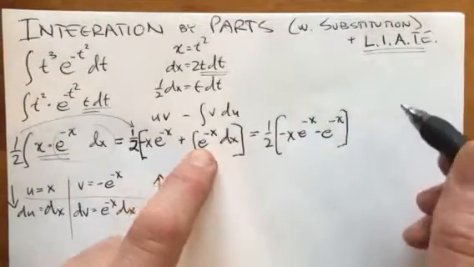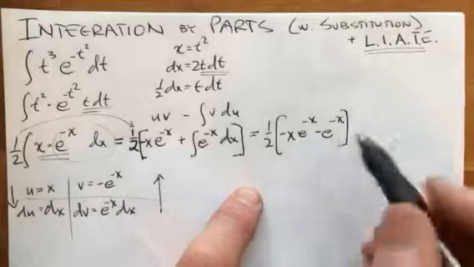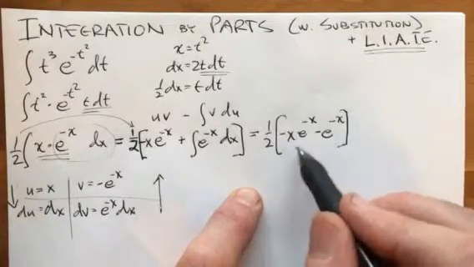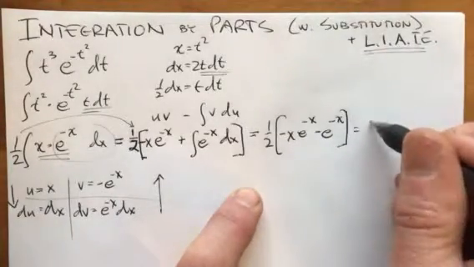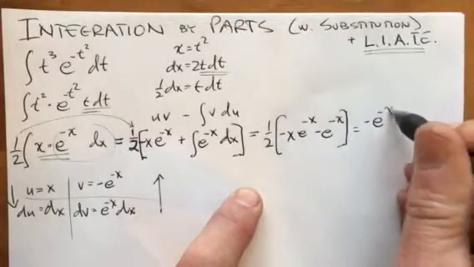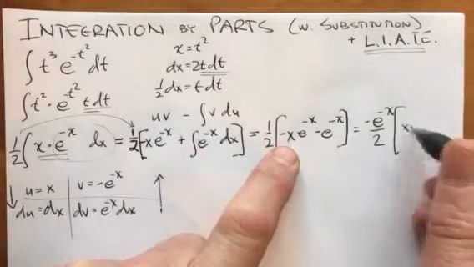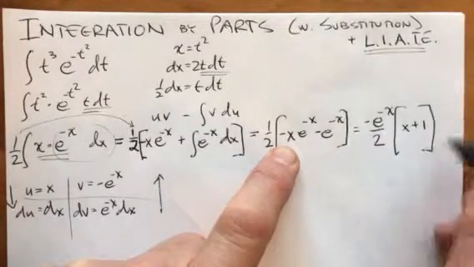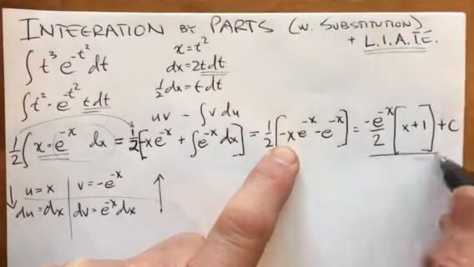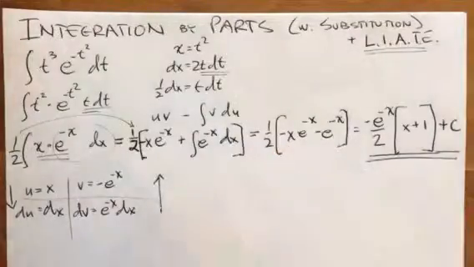That's a lot of minus signs. If I pull out the minus e to the minus x, maybe that's easier. Minus e to the minus x over 2 times then x plus 1. And don't forget the plus C. There we go. Good luck in the rest of it.